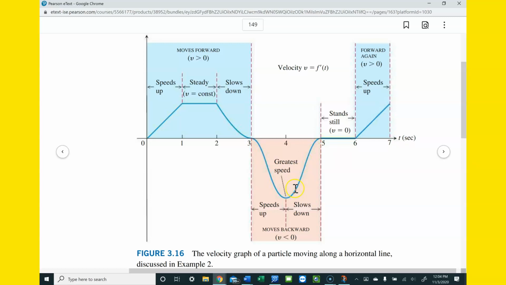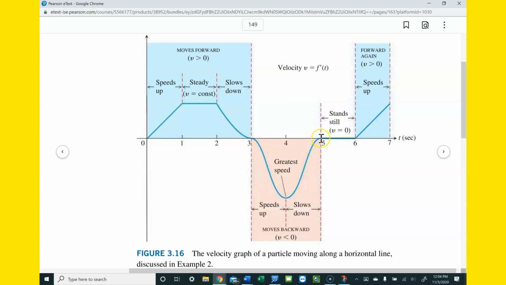That's kind of confusing because its velocity is increasing, but that's the same thing as saying slowing down in the negative direction. All right, until it gets to 5. At time 5, the object is not moving. It's got a velocity of 0.